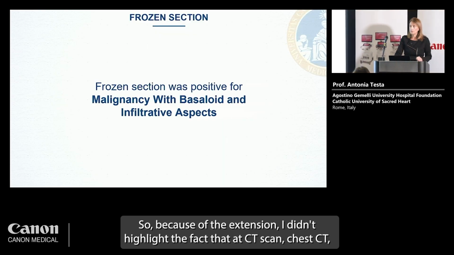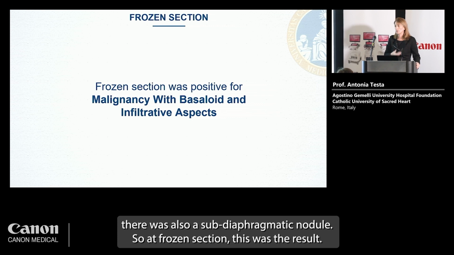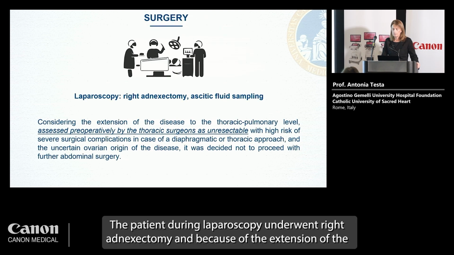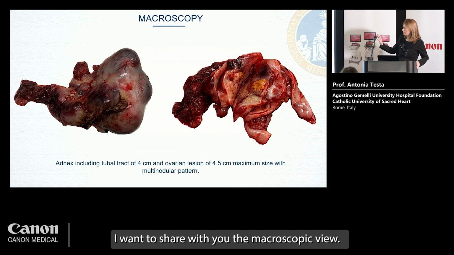Because of the extension, I didn't highlight the fact that at CT scan, chest CT, there was also a supradiaphragmatic nodule. So at frozen section, this was the result. The patient during laparoscopy underwent right annexectomy, and because of the extension of the disease, the decision was to wait for histology and to start neoadjuvant chemotherapy.